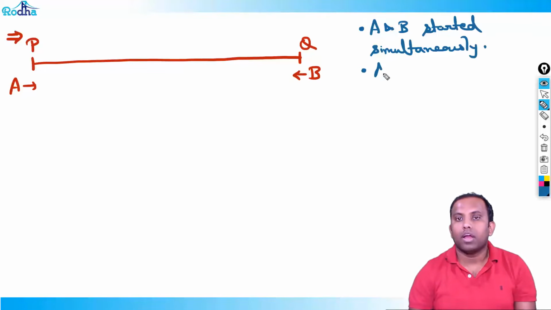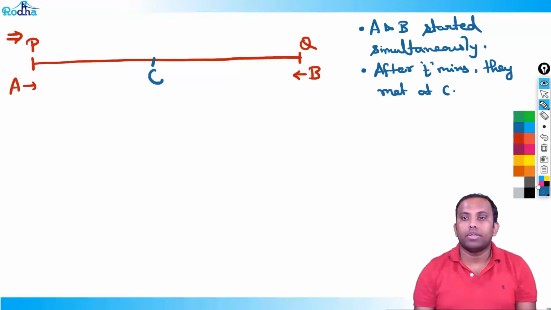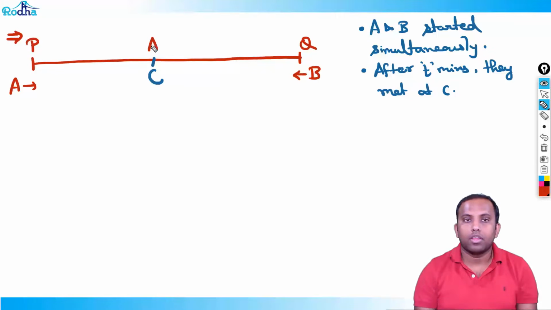Okay. After T minutes they met at C. So now C is a point here, and both have started simultaneously, so both will take T minutes to reach here, right? After T minutes, the situation is A is here and B is also here, B going this side and A this side, right?